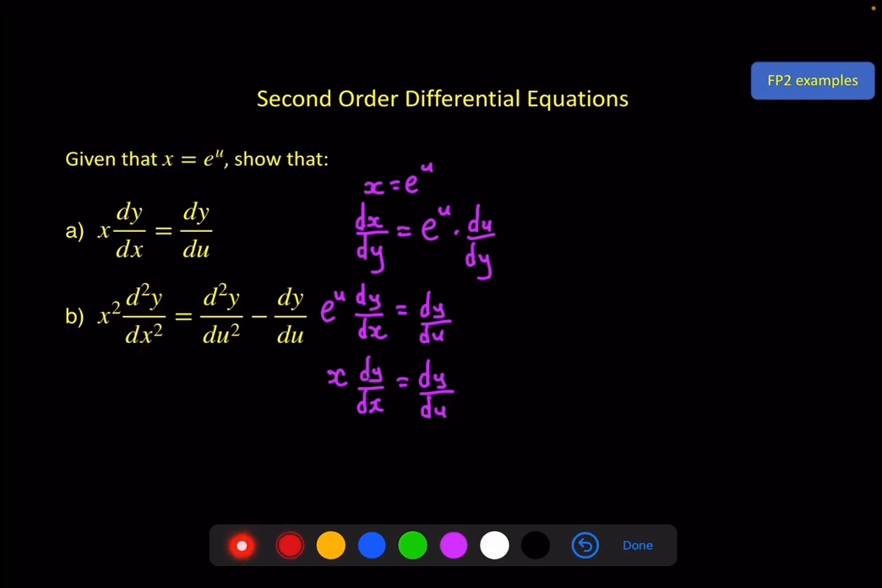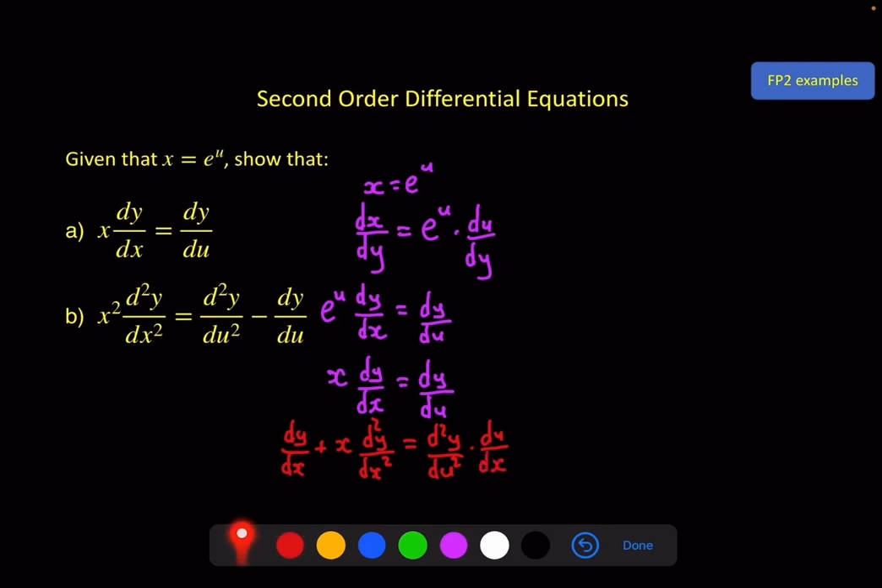Straight away, you can see that I'm going to have to use the product rule on the left. So if I differentiate x and leave dy by dx, and then leave the x alone and differentiate dy by dx, I get the second derivative that I knew I would get. On the right, I have the second derivative with respect to u, and then to do that while differentiating with respect to x, I need to times by du by dx.